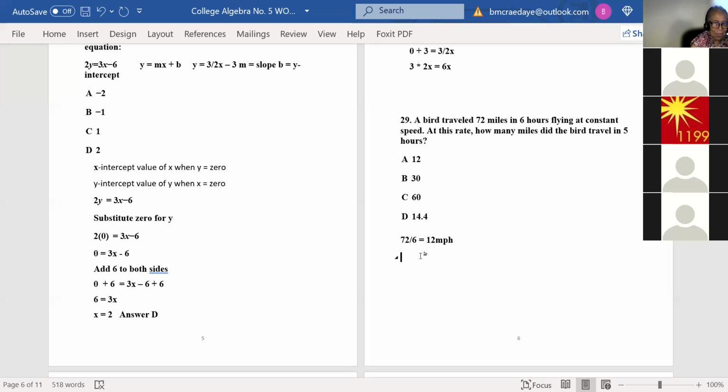What operation? Multiplication. That's right. So what do you multiply, Latoya? 12 times 5. That's it. 5 hours times 12 miles per hour. And that would give you miles, right? So that would be 60 miles. That's it. Answer C.